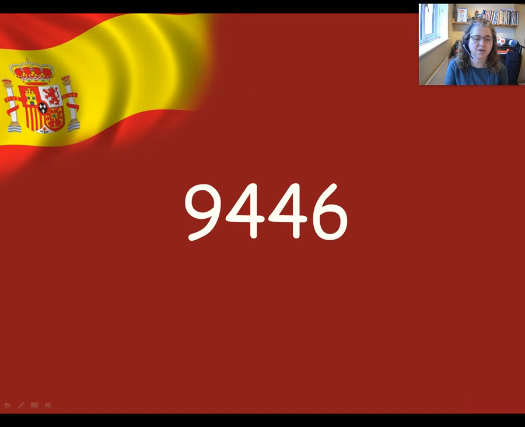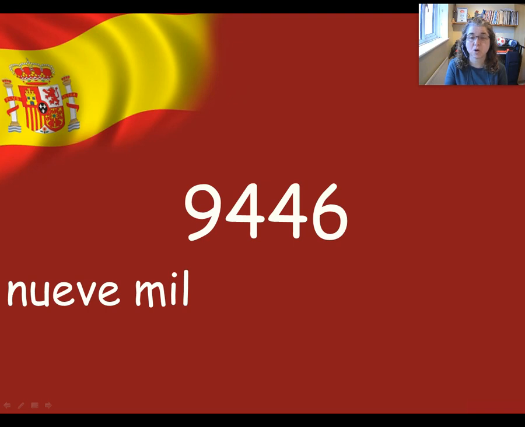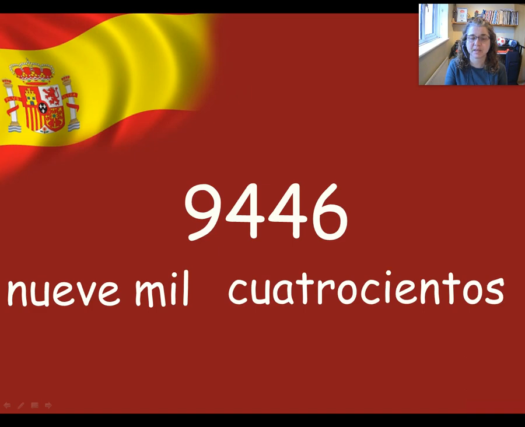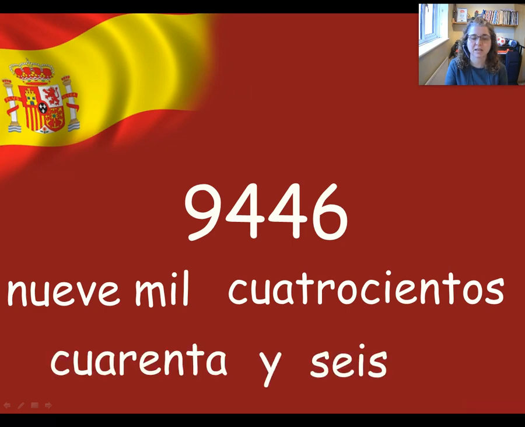9,446. Okay, so how do we say 9,000? That's it. 9,000. 400, cuatrocientos, and then 46. How do we say 46? So 9,446. You see those 9 new words, we can suddenly say some very big numbers.